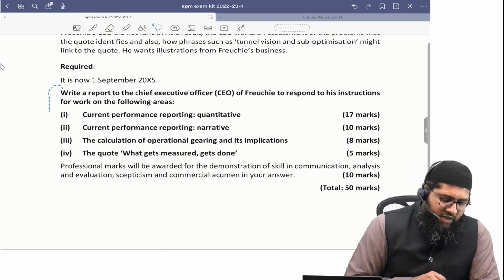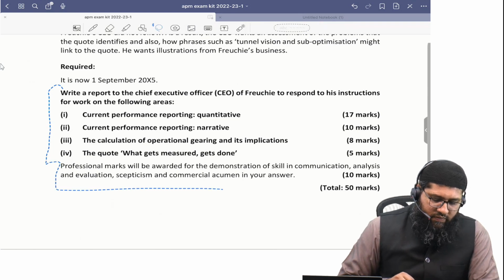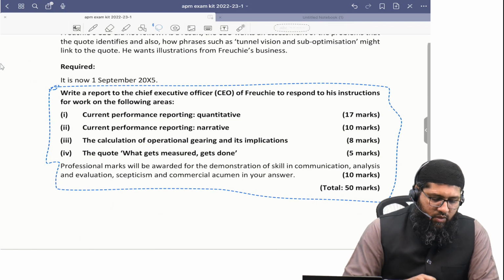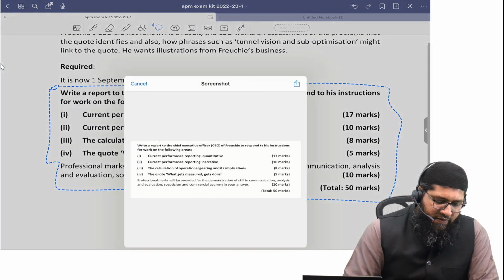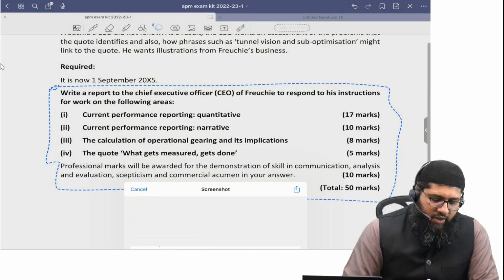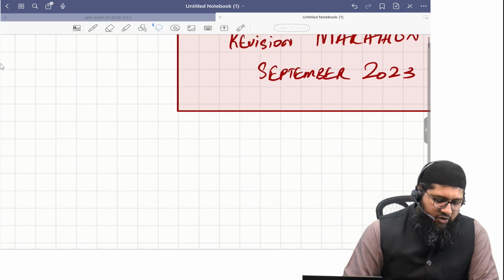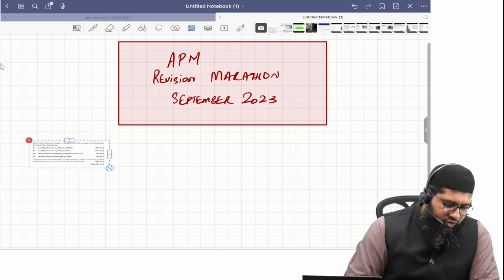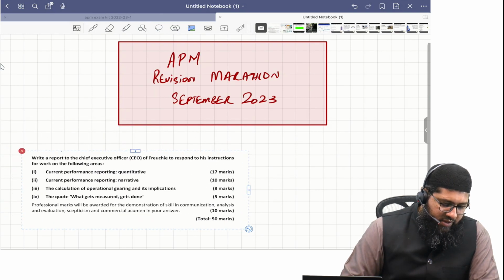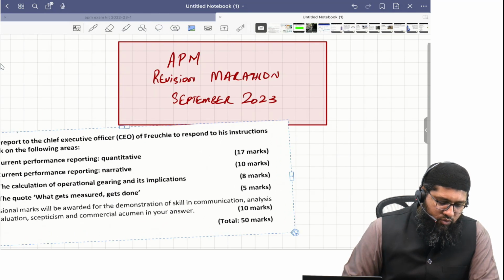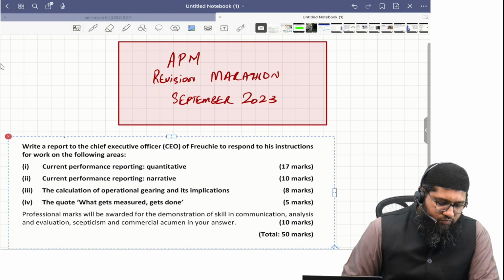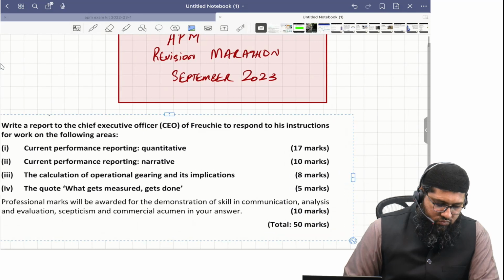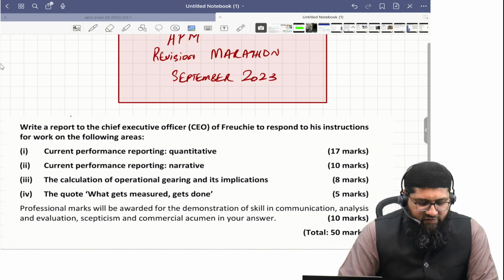So this is one of the questions. The name of the question is Frushi Retail. I'll just copy the requirements of the question, and we will have a bit of a discussion on what these requirements are and how exactly you should attempt them. Now let's just start off.